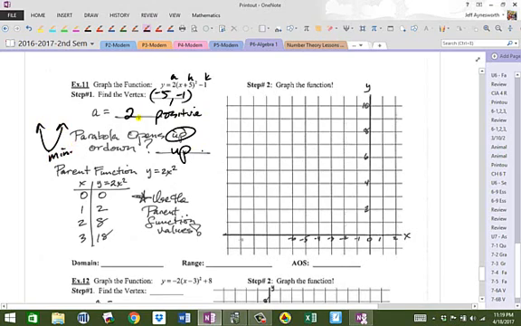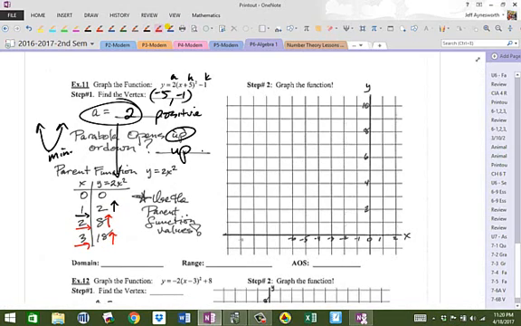Now, because A is 2, it tells me that my parent function is 2x squared. So instead of going right 1 up 1, I go right 1 up 2. And then instead of going right 2 up 4, I go right 2 up 2 times as high, or 8. Then instead of going right 3 up 9 for the x squared function, I go 2 times 9, or up 18 high, which I may not be able to graph.